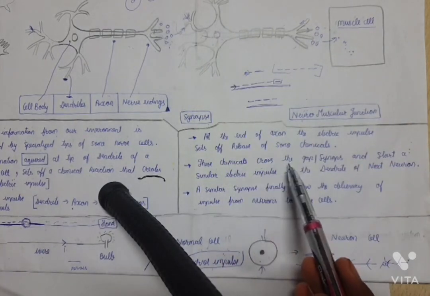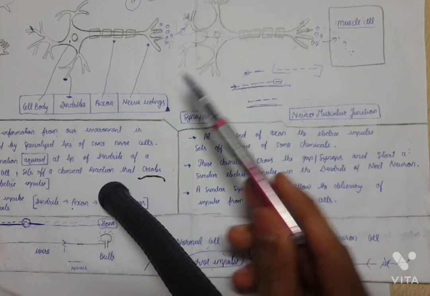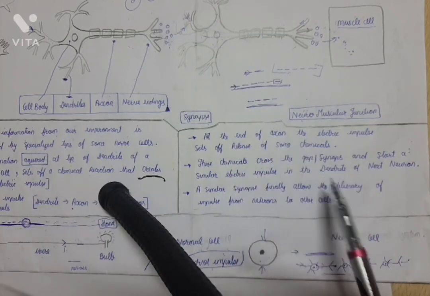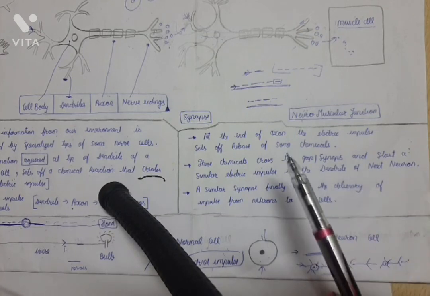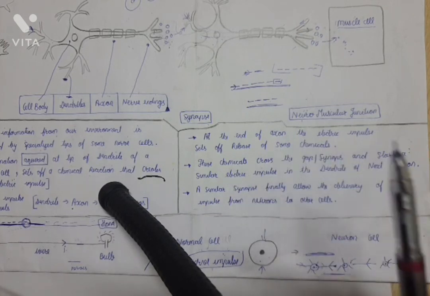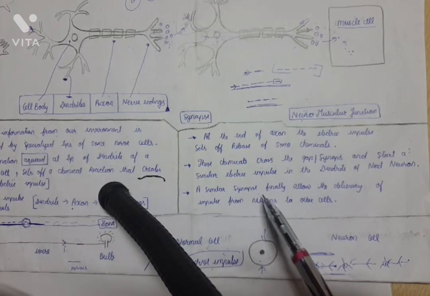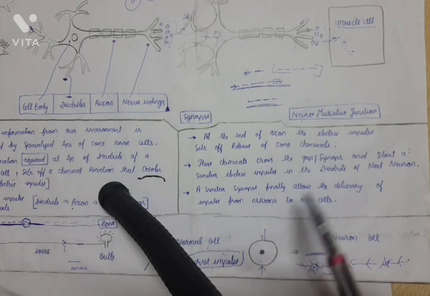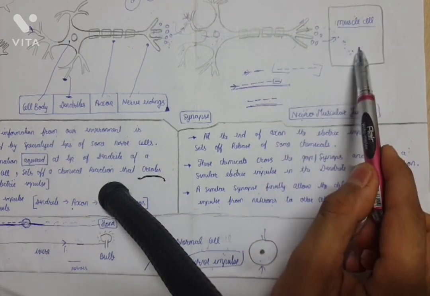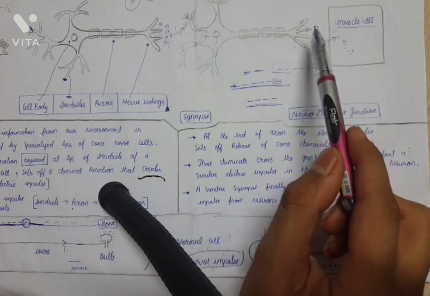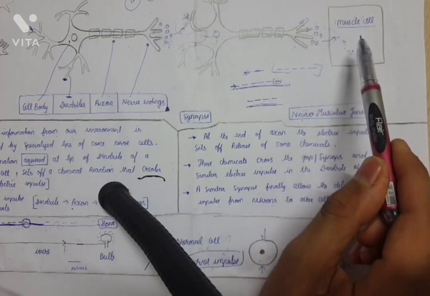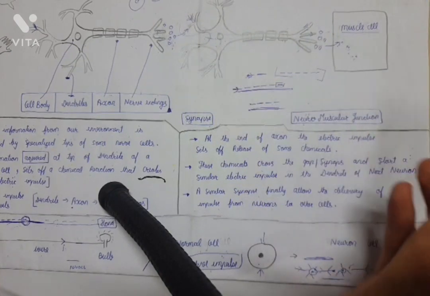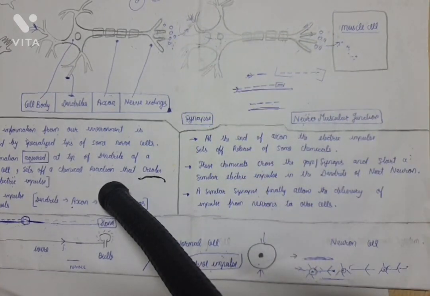This chemical crosses the gap, the synapse, as we know. They cross this gap and set off a similar electric impulse in the dendrite of the next neuron. So the synapse finally allows the delivery of the impulse from a neuron to other cells, like from this neuron to a muscle cell. There is a similar synapse, and here also chemicals will be released, and they will tell this muscle that it has to move, or that the brain has told it to move. So this was all about the nerve cells.